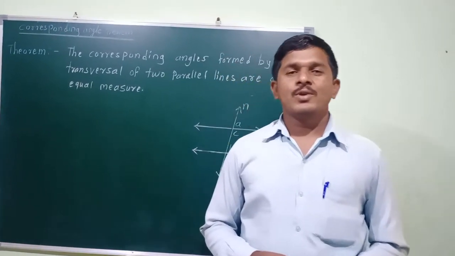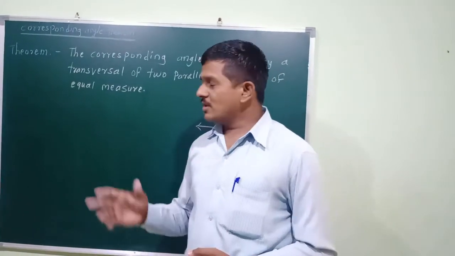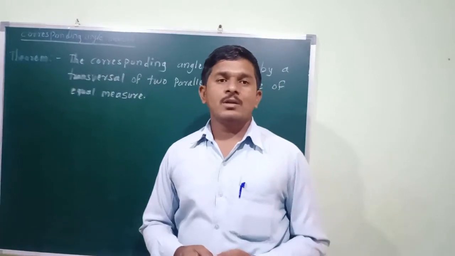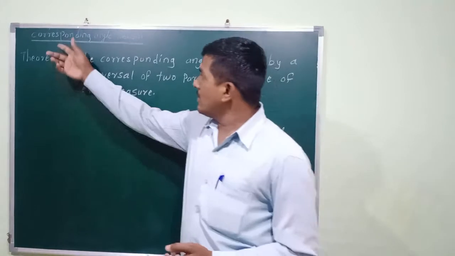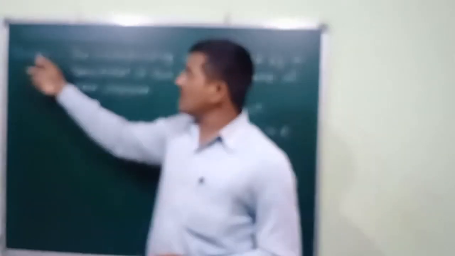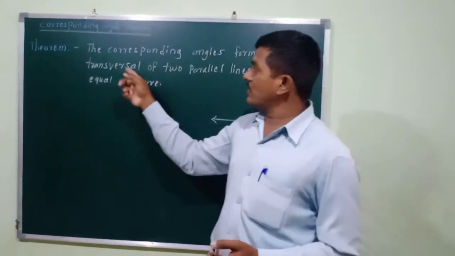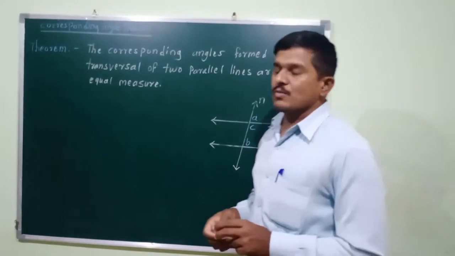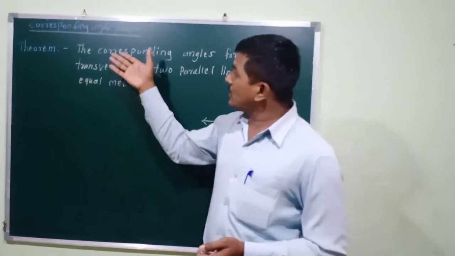Today we will see chapter number 2, Parallel Lines. In this chapter we are going to learn about the corresponding angle theorem. What is the statement of this theorem? The corresponding angles formed by a transversal of two parallel lines are of equal measures.